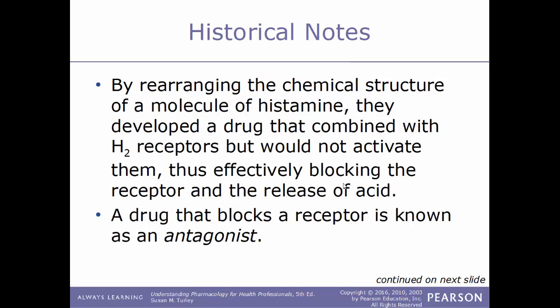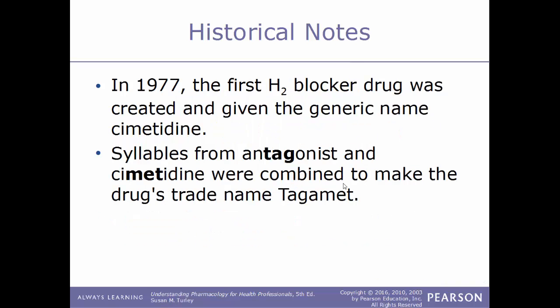So by rearranging the chemical structure of the molecule histamine, drug researchers developed a drug that combined with H2 receptors but would not activate them, thus effectively blocking the receptor and the release of acid. So that's why a drug that has this action is known as an antagonist. It will physically block the receptor on the cell but doesn't turn it on. It basically gets in the way of the drug that would activate it. So that's why it is a blocker. It is an antagonist.